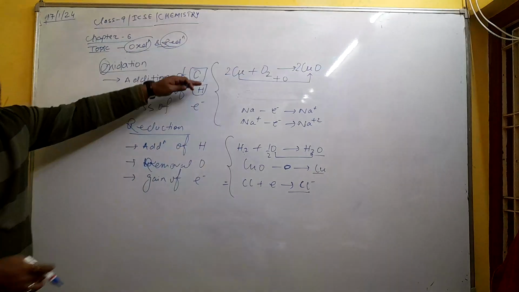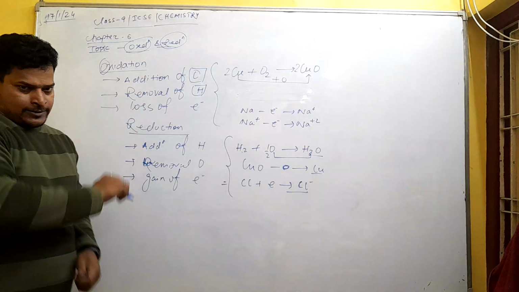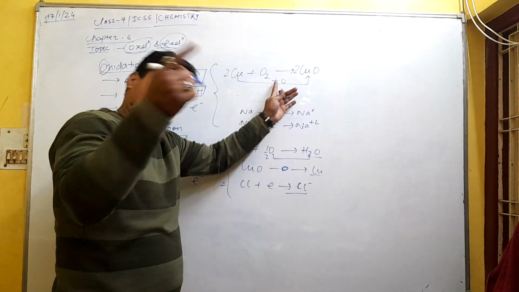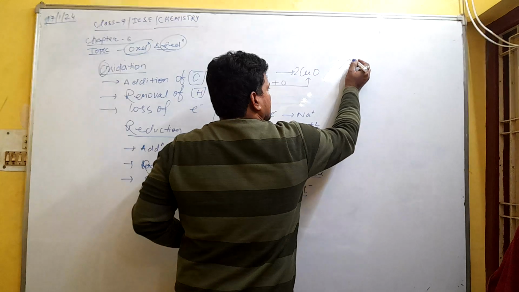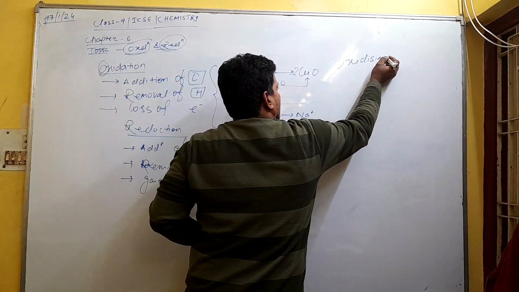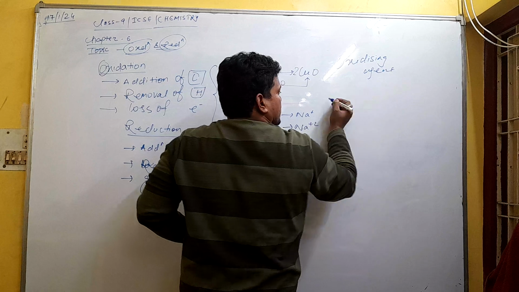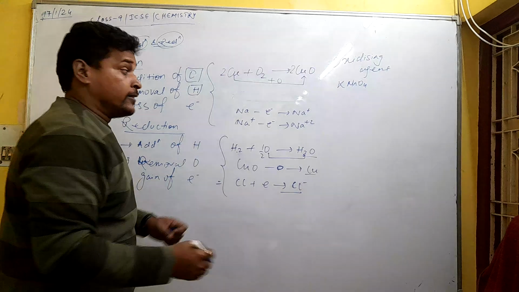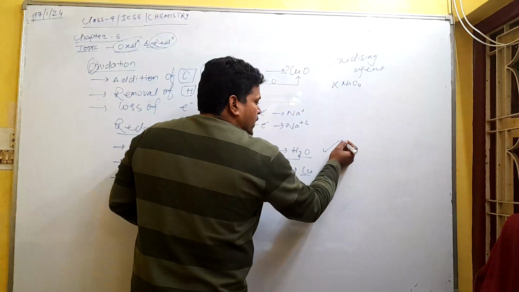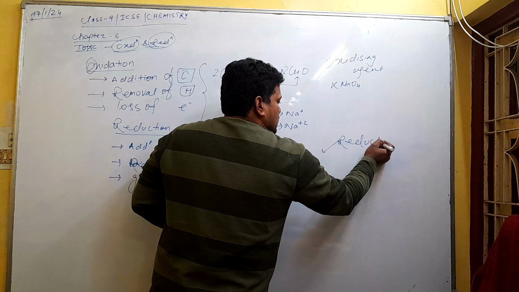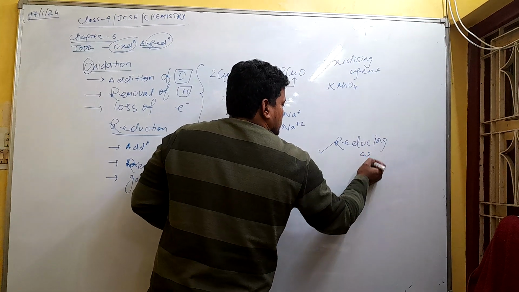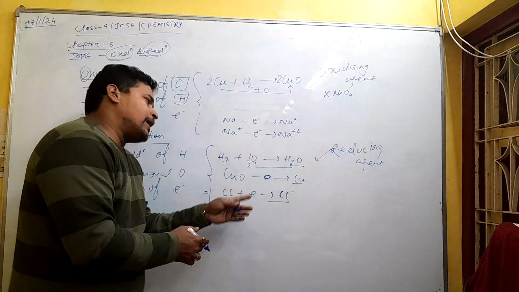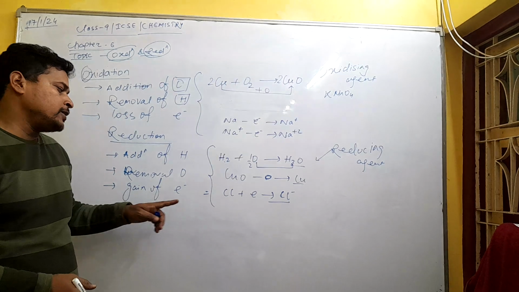This is a case of oxidation and reduction. The agent which helps in oxidation is termed as an oxidizing agent. Like KMnO4 is an oxidizing agent. The agent which helps in reduction is termed as a reducing agent. They help in these three: either they will help in addition of hydrogen, removal of oxygen, or loss of electron.